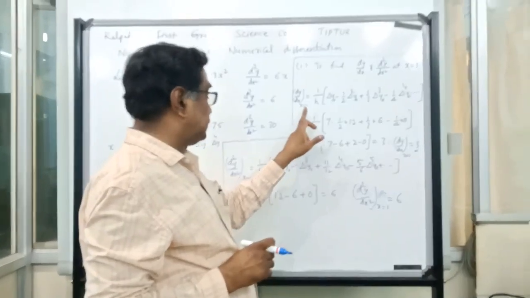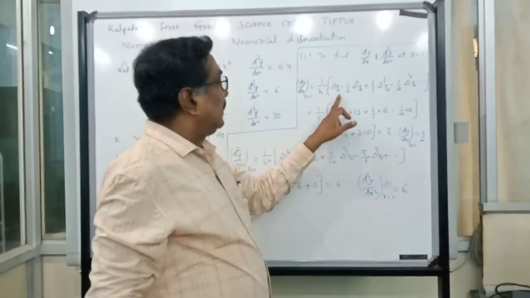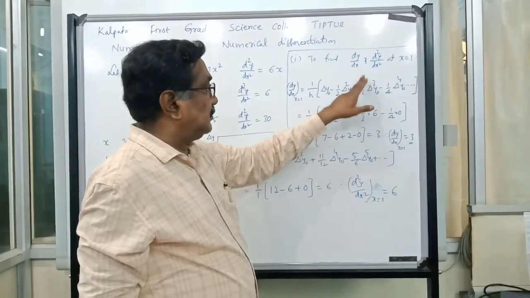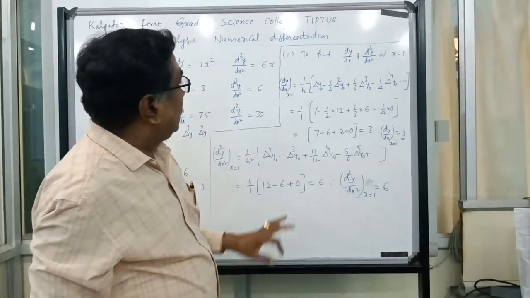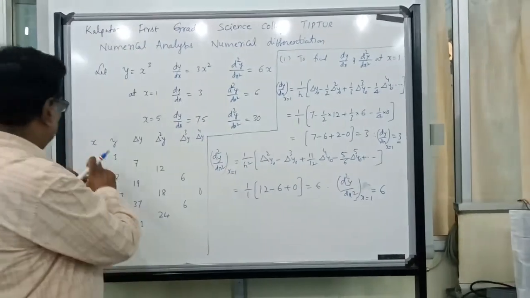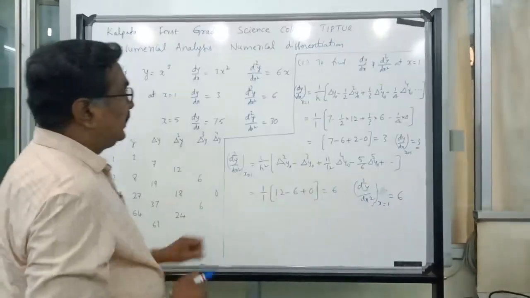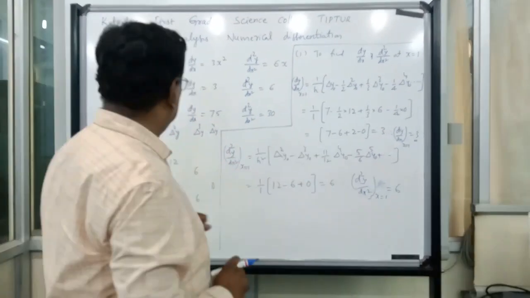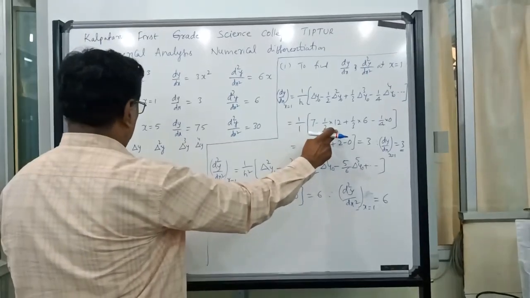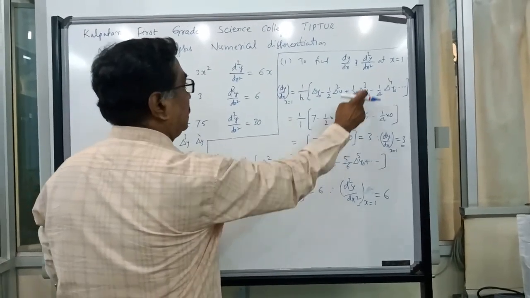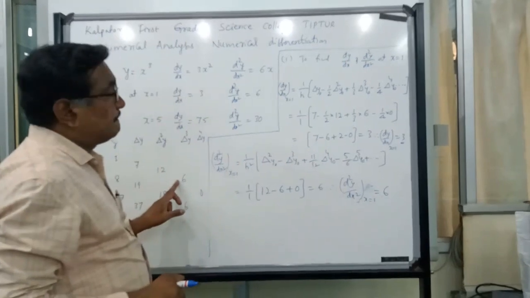So dy by dx at x equal to 1, a very particular point. The formula is generally 1 by h into delta y naught minus 1 by 2 delta square y naught plus 1 by 3 delta cube y naught minus 1 by 4 delta power 4 y naught and so on. Now here we know the value of h. h is nothing but the difference between the arguments: 2 minus 1 is 1, 3 minus 2 is 1, 4 minus 3, 5 minus 4 is 1. So h equal to 1. Delta y naught, the first forward difference, is 7, minus 1 by 2 into the second forward difference 12, plus 1 by 3 into the third forward difference 6, minus 1 by 4 into the fourth forward difference 0. Now simplify this.